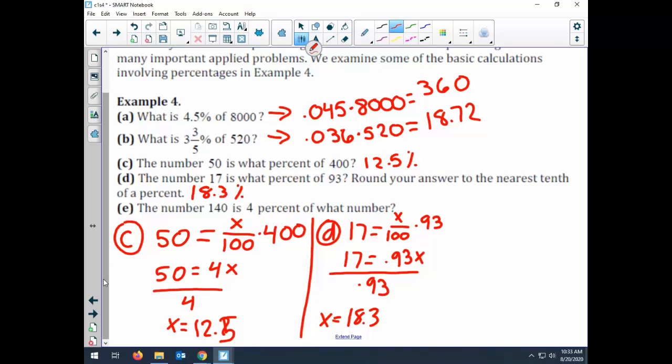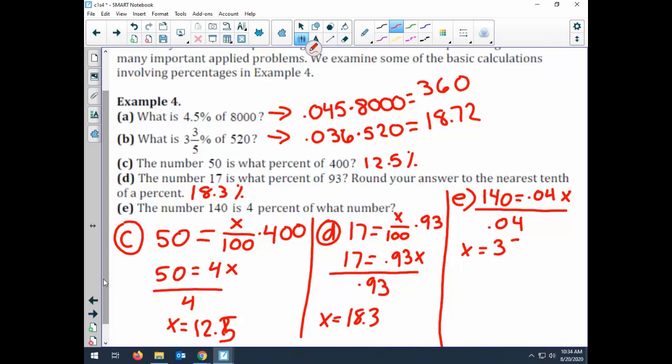So E's a little different. It says the number 140 is 4% of what number? So we have to set this one up a little bit differently. So we have 140 equals 0.04, got to move it over 2 decimal places, x. So 140 is 4% of x. That's what our equation says. So we've got to divide both sides by 0.04. And we end up with 3,500. Alright guys, have a great day.